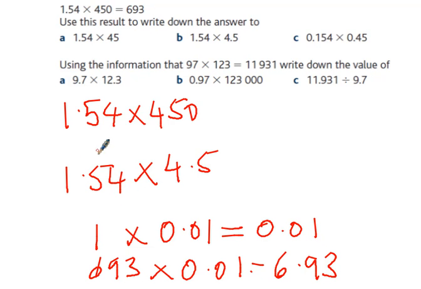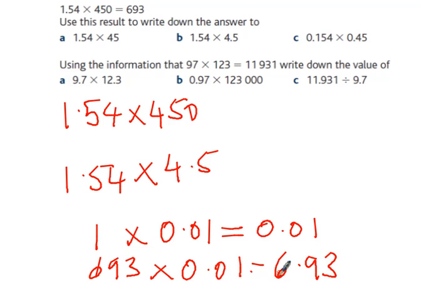Well, if I round this number here to the nearest whole number, that's going to be 2. This one here is 5. 2 times 5 is 10. 6.9 is close enough to 10 that I think that I've got the correct answer in here.